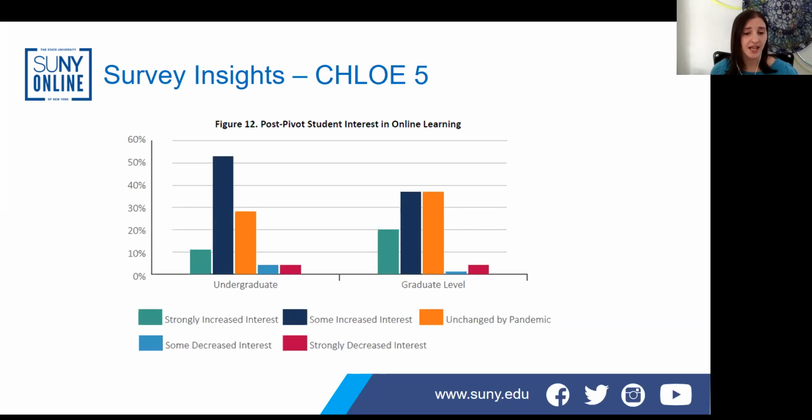So they're thinking that many students, over 50%, have somewhat increased their interest for undergrads, plus the additional 10% that have strongly increased their interest. They really do think undergrads are going to have a strong interest in having more online opportunities post-pandemic. And similarly with the graduate students, although some of them think that they'll be more likely to be unchanged.